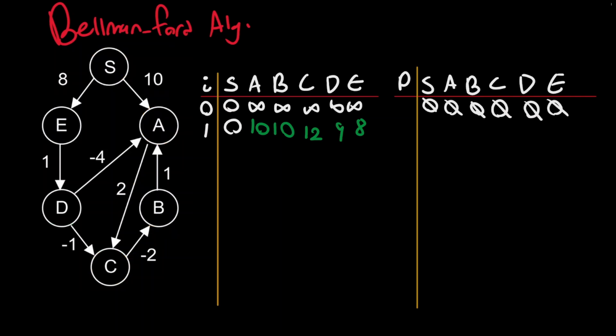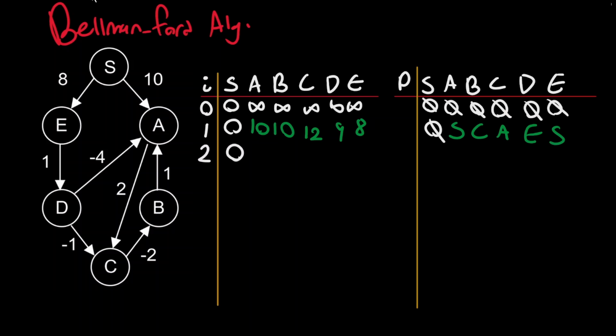And let's examine the parents that we have here. We're going to see that S is still going to be null, and then we got A from S, we got B from C, and C from A, and D from E, and E from S. So let's go ahead and start the new iteration.